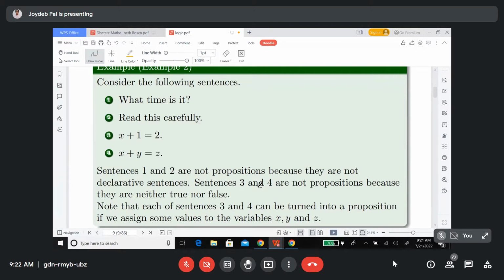So here it is written that if you assign some particular values of these variables, then it will be a proposition, right? Otherwise not. You have to assign some particular value of the variable.